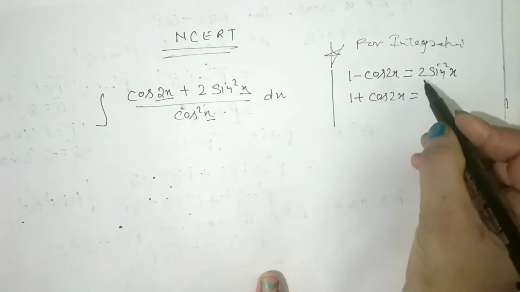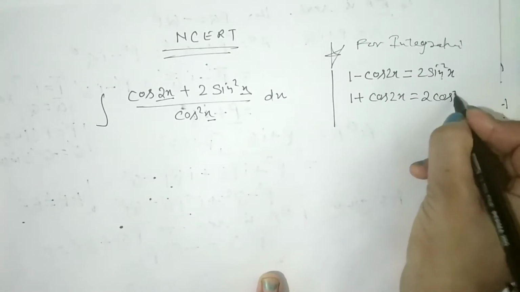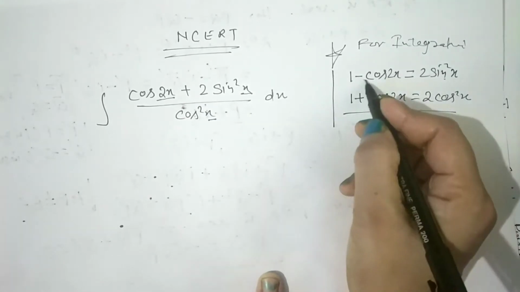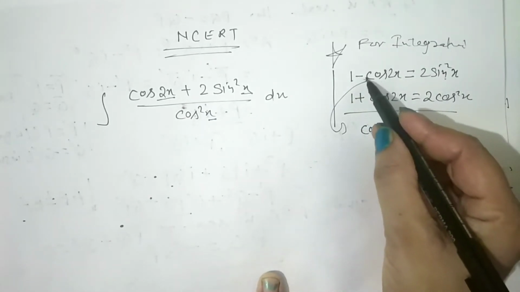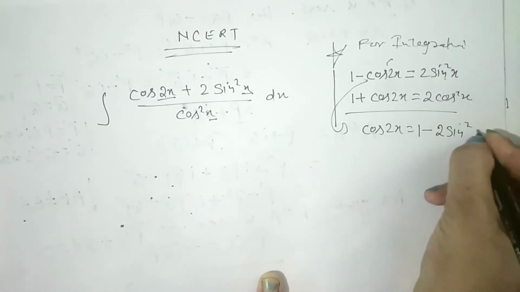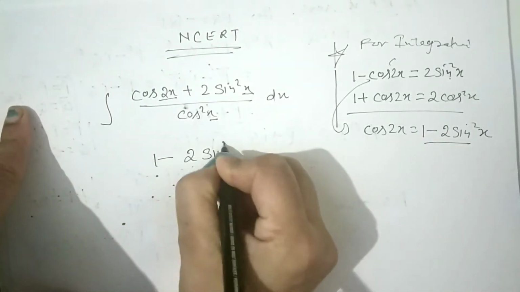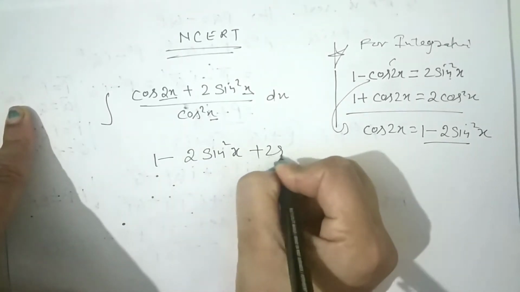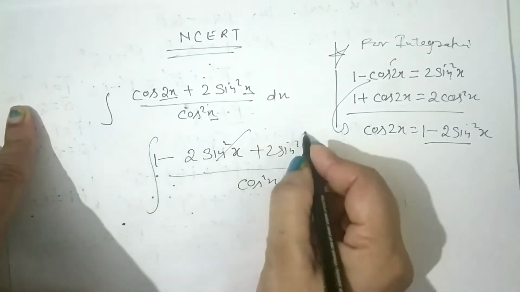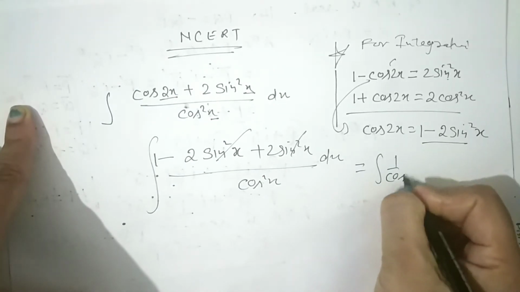1 minus cos 2x has been changed to 2 sin square x and 1 plus cos 2x is 2 cos square x. So now we are going to use this. We have to write the value of cos 2x. What will be this? If we change this to the other side, it will come 1 minus 2 sin square x. So we are going to put it here. So it will be 1 minus 2 sin square x plus 2 sin square x was already there, and divide by cos square x. You can see these two terms cancel with each other and we are left with 1 upon cos square x dx.